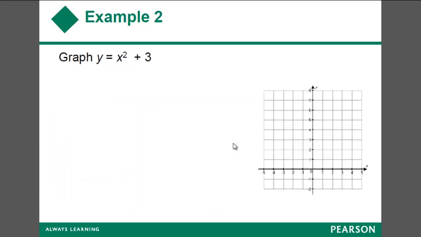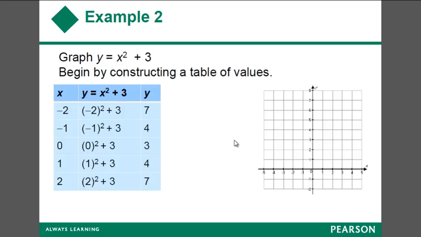Let's look at another one, where I'm going to graph y is equal to x squared plus 3. I will do the equation in the exact same way. I will first begin by constructing a table of values. And so I'm going to choose the same values of x: -2, -1, 0, 1, and 2.